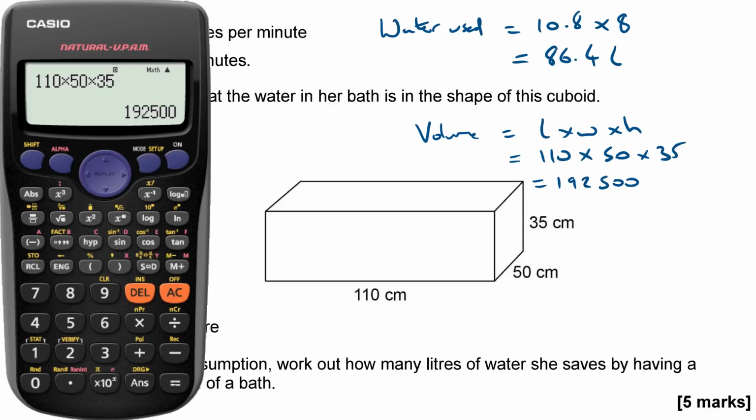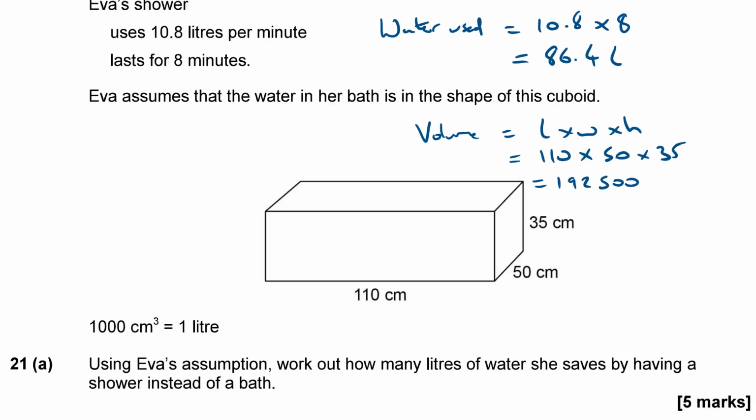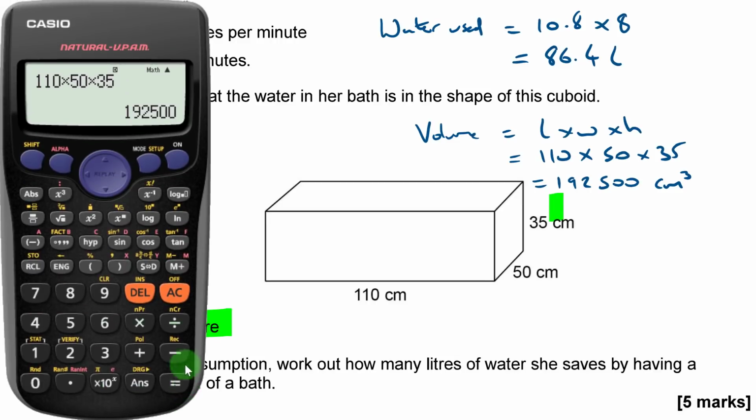192,500. What's the units going to be? Centimeters times centimeters times centimeters. It's going to be cubic centimeters. Now it's time to use this conversion factor here. 1,000 cubic centimeters is 1 litre. So if I've got that in cubic centimeters and I want litres, I need to divide through by 1,000. So again, reaching for the calculator, divide by 1,000.